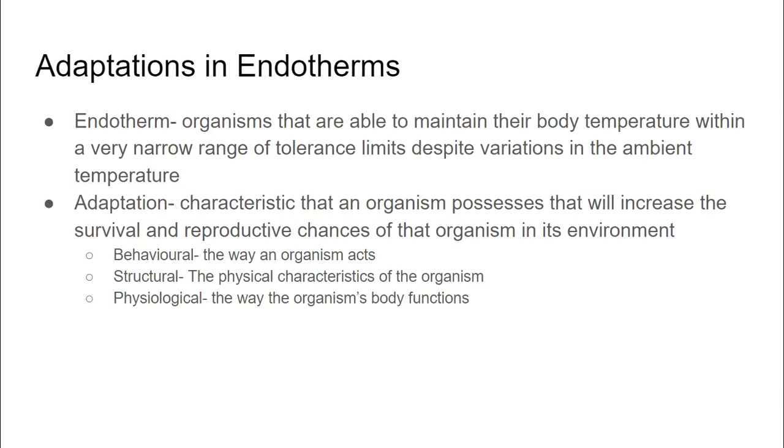In terms of endotherms, we are going to look at the adaptations that they have to regulate their temperature. Endotherms are organisms that are able to maintain their body temperature within a very narrow range of tolerance limits, despite variations in the ambient temperature. So they might be what we called in the past our warm-blooded organisms. An adaptation is a characteristic that an organism possesses which increases its survival and reproductive chances in its specific environment. And there are 3 types: behavioral, structural, and physiological.